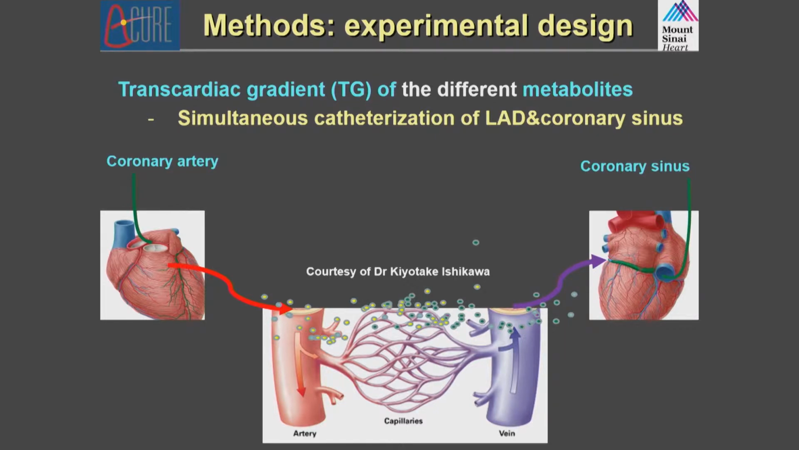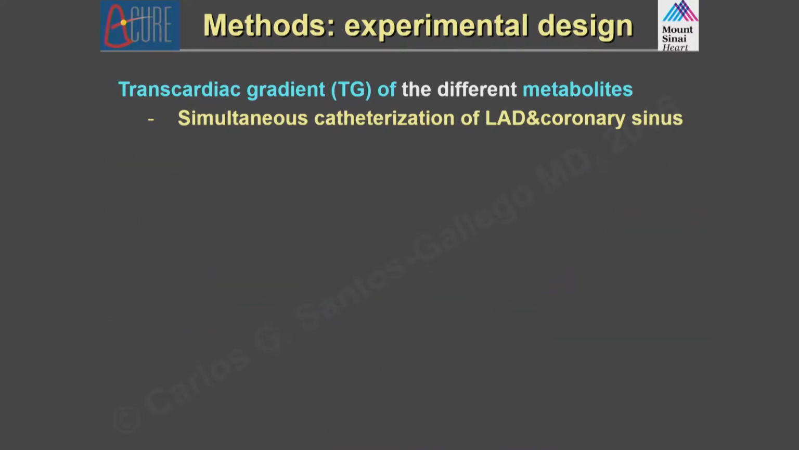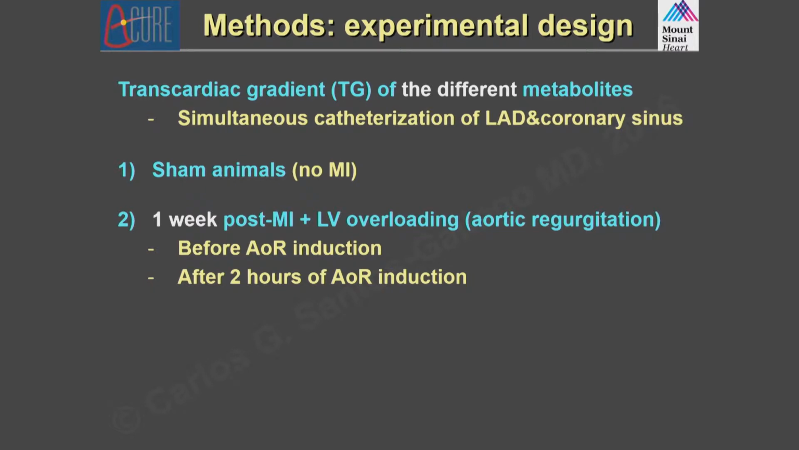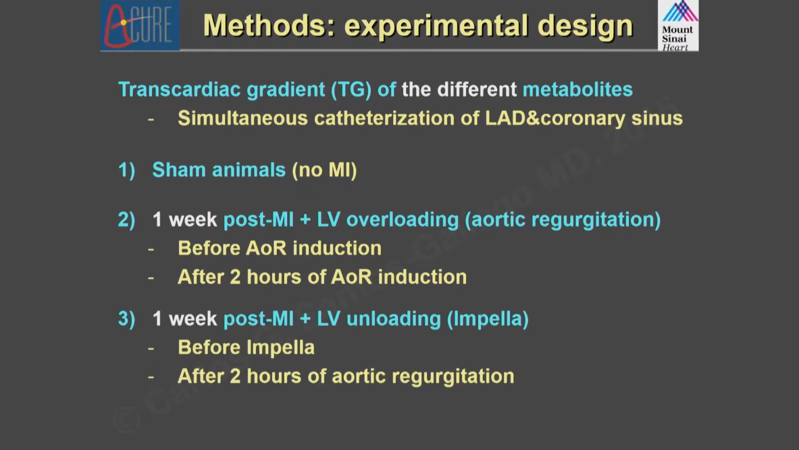So for this, we evaluated the transcardiac gradient. We cannulated both the coronary arteries and the coronary sinus. We obtained simultaneous samples, and we calculated the cardiac gradient as simply the difference between arterial and venous concentration of the metabolite. And we studied this transcardiac gradient in 3 different models. First, in sham animals, animals without heart failure. Second, in animals with heart failure plus acute overloading with aortic regurgitation. And third, in animals with heart failure plus acute unloading with Impella.